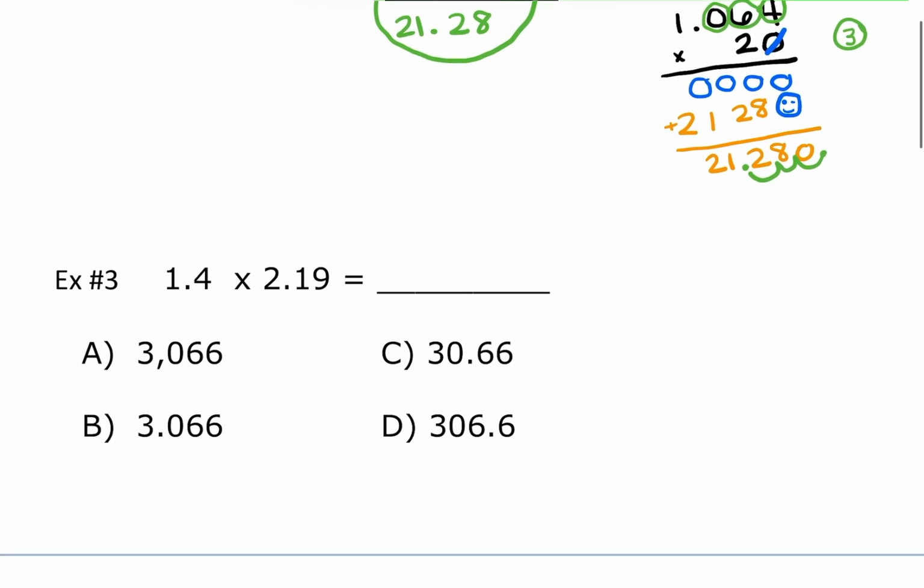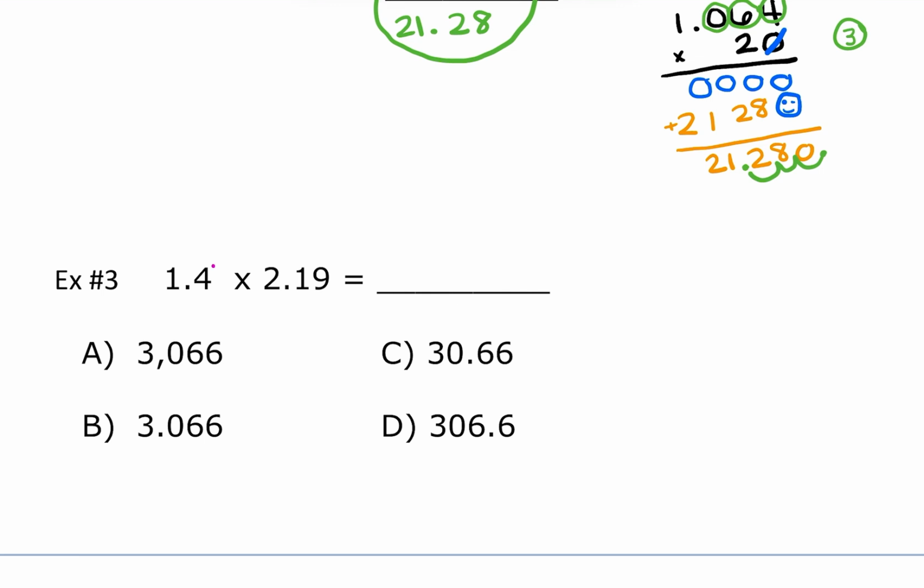All right, last one. So we have 1.4 times 2.19, and I want to bring your attention to the answer choices. If you look at the numbers in the answer choices, notice they all have a 3, they all have a 0, and they all have a 6. The only difference is this one has a comma, and then these have different decimal places. So I'm not even going to do the multiplication. I am just going to circle the numbers behind my decimal and see which one has the right decimal place.